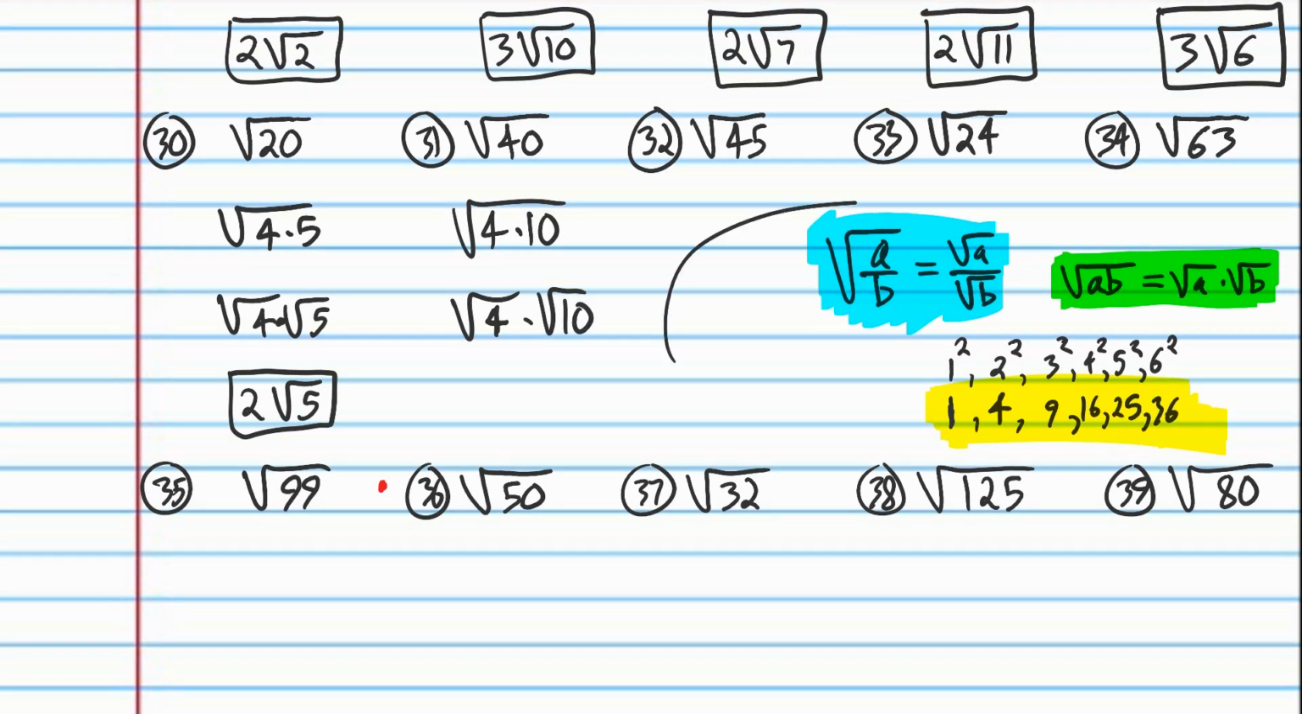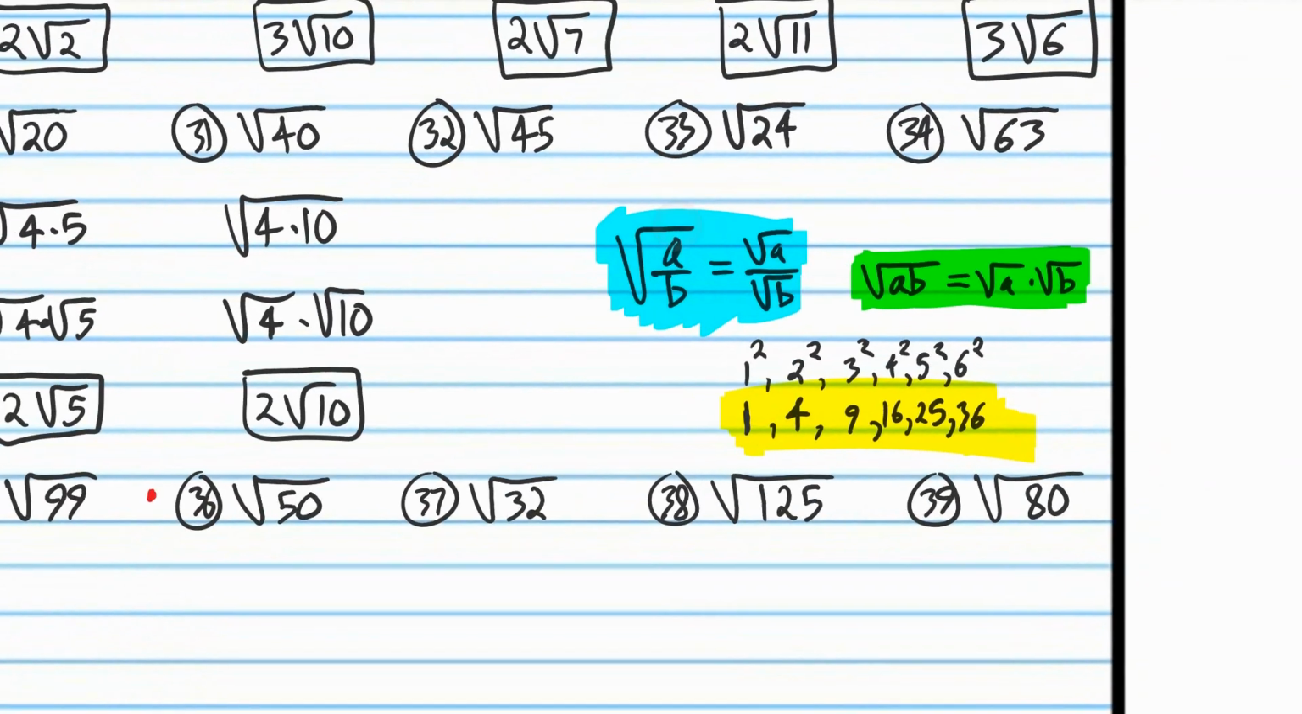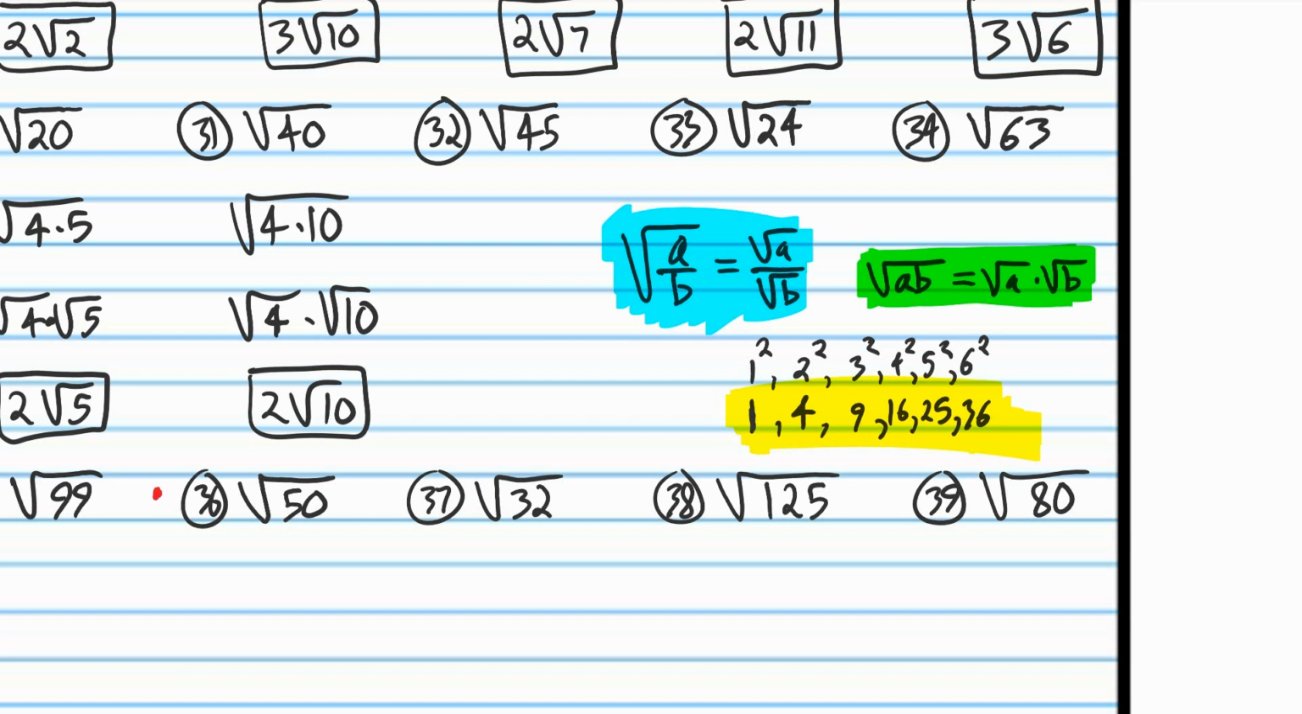When I say the green, I'm talking about this thing over here. That's what we're using to break it up into 2 roots. And then you get 2 root 10. So if you got 2 root 10, good job. All right, try number 32, and when you come back, we'll do it together.